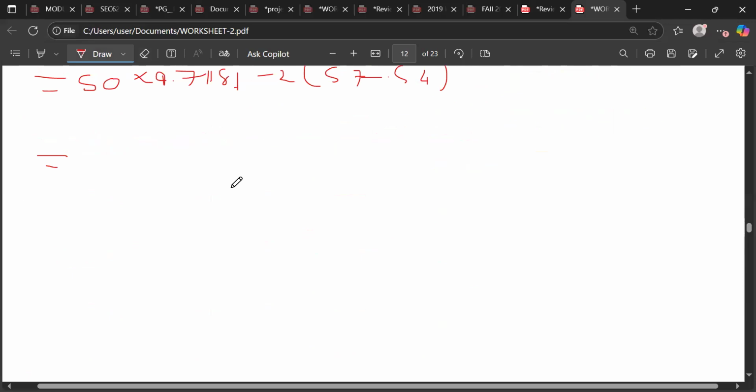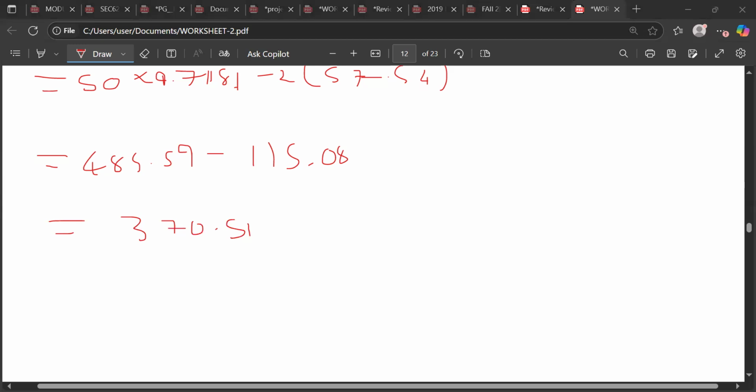So now I'm saying 50 times 9.7118 will give us 485.59, minus 2 times 57.54, minus 115.08, which will give us 585.59 minus the answer will give us 370.51 as the present value of the loan, as the PV of this loan here. Are we okay here?